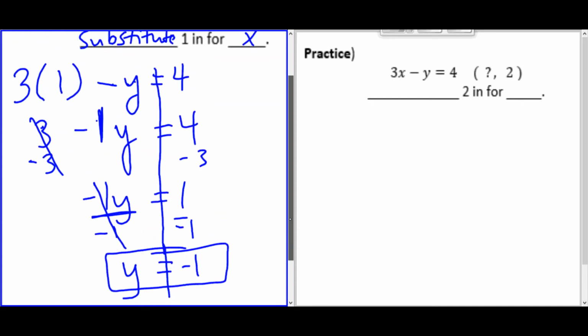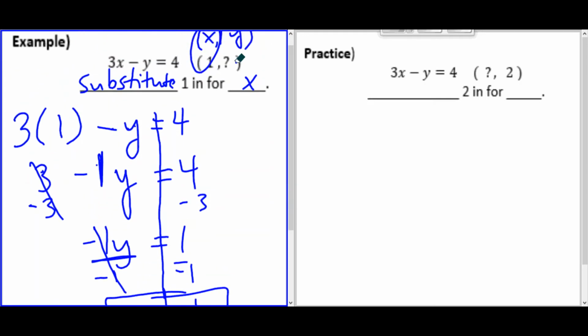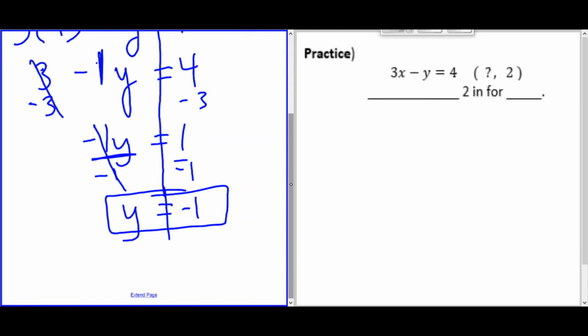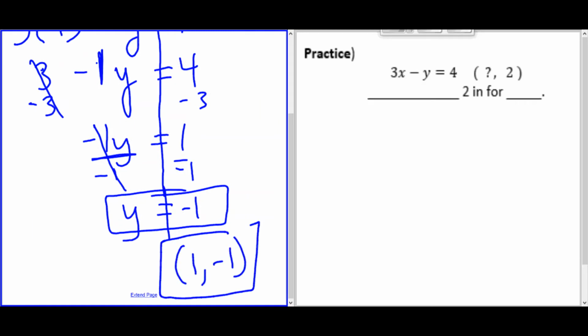But remember, you were given an ordered pair. So we need to put our answer as an ordered pair. So x was 1 and y is negative 1. So 1, negative 1. Pause the video and give the next example a try.